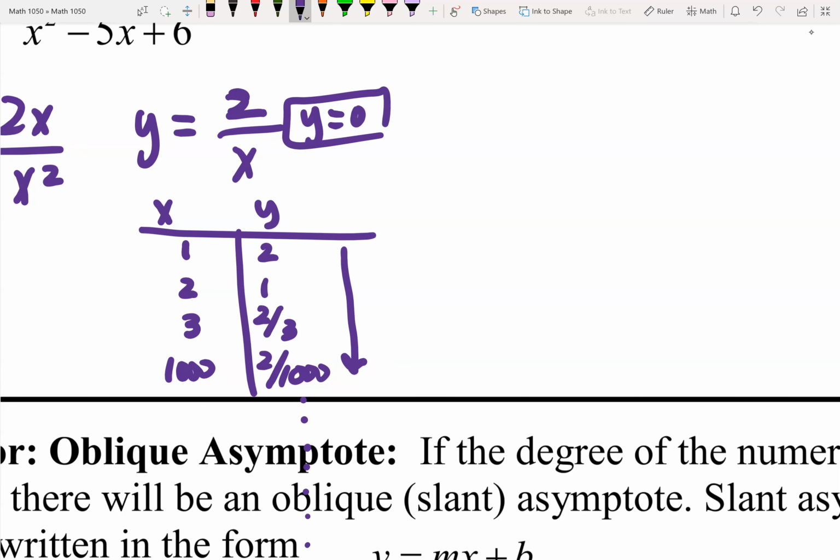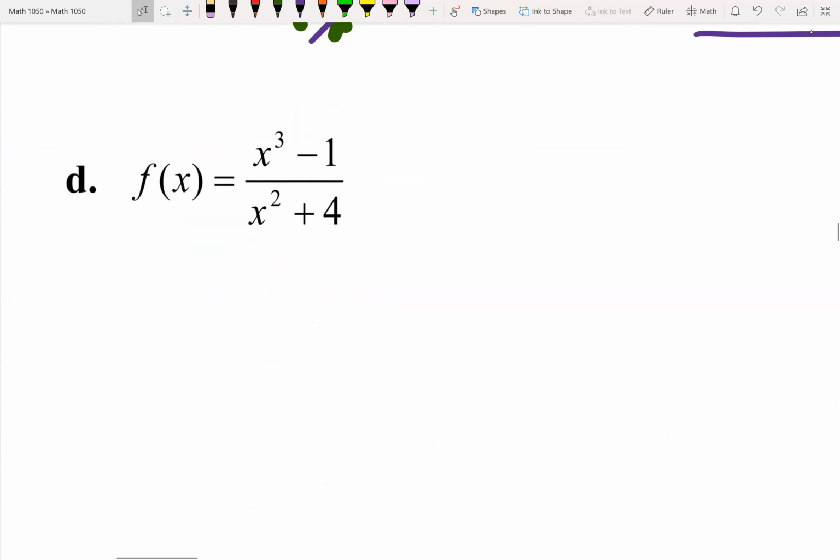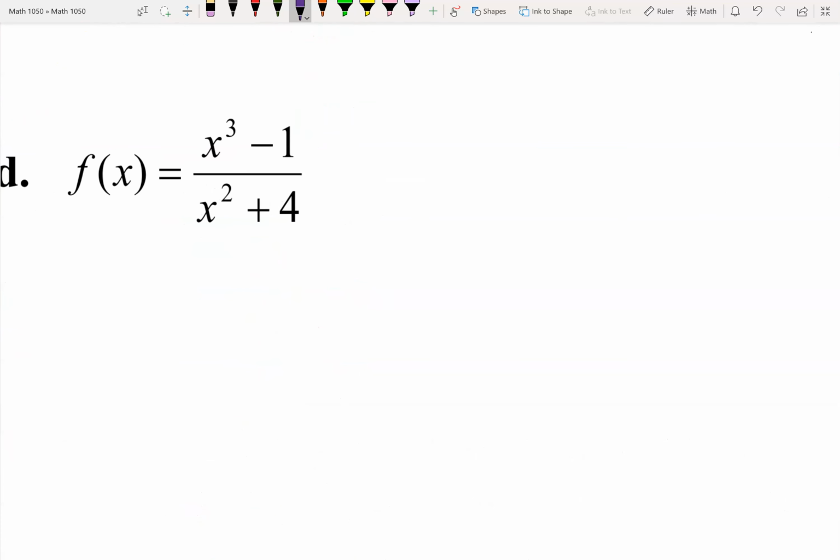Of course you don't have to do all that. I just do it in my head. Oh yeah, the x is left on the bottom. That means it's going to go to 0. Okay, next one. Biggest over biggest, you go y equals x to the third over x to the second. And then if you reduce that, you get y equals x.